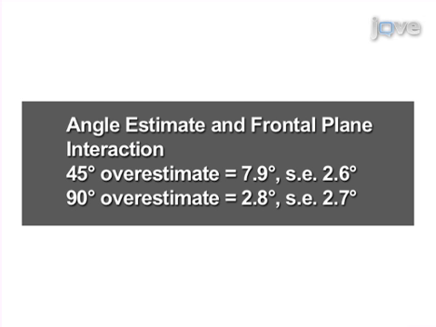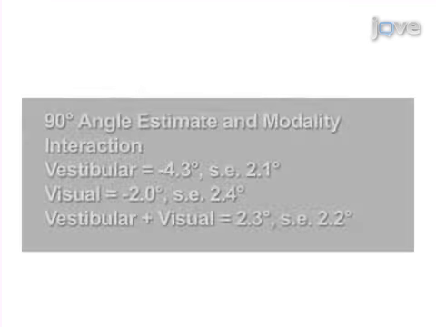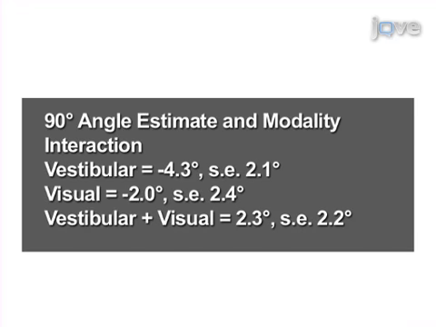Here, the angle factor was found to significantly interact with the frontal plane factor, such that overestimates were larger for movements through 45 degrees than movements through 90 degrees. In addition, modality was found to significantly interact with angle, such that underestimates from vestibular information alone for movements through 90 degrees were significantly larger compared to the visual and combined conditions. Such discrepancies were absent for movements through 45 degrees.